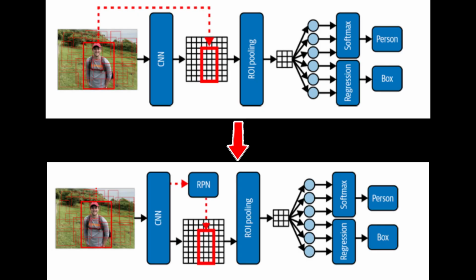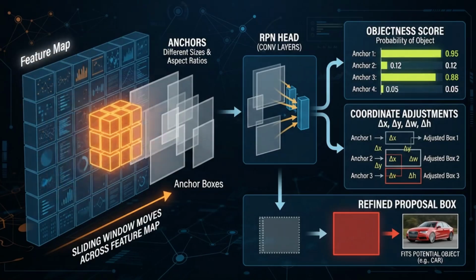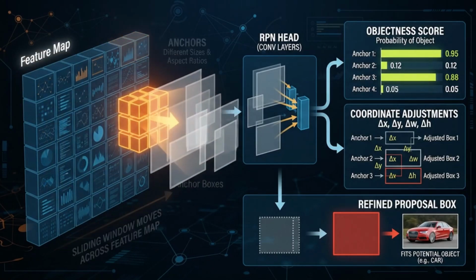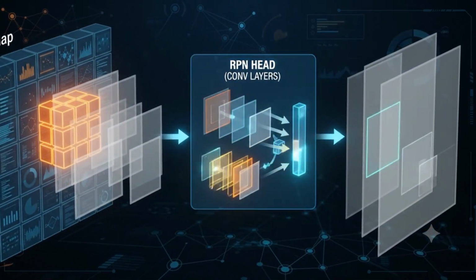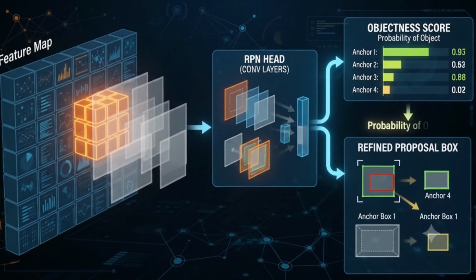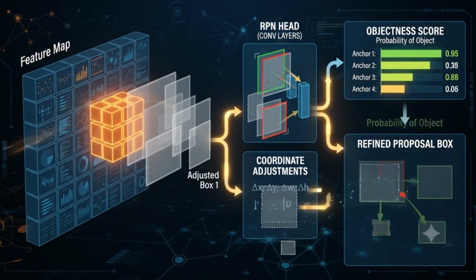In 2016, a paper titled Faster RCNN further boosted performance by replacing selective search with a region proposal network called RPN. The RPN is a small neural network that operates directly on the shared feature map. As it moves across the feature map, it evaluates several reference boxes with different sizes and aspect ratios. These reference boxes are called anchors. For each anchor, the RPN predicts two things. First, an objectness score, and second, a set of coordinate adjustments that moves and resizes the anchor so that it better fits the potential object.